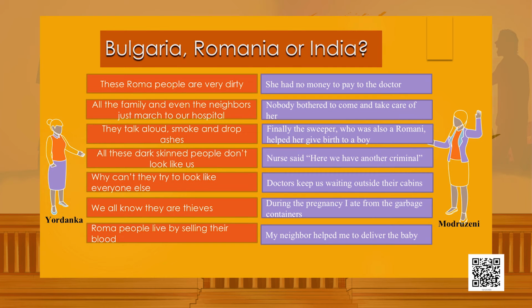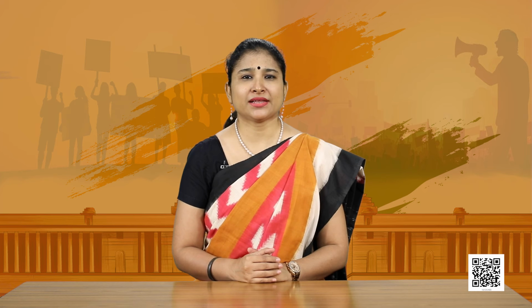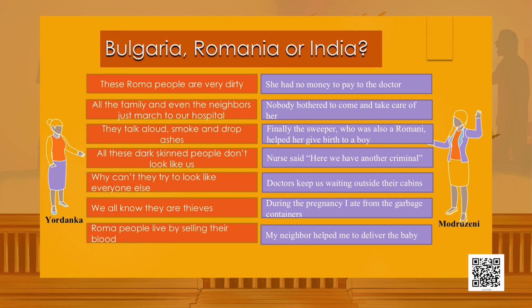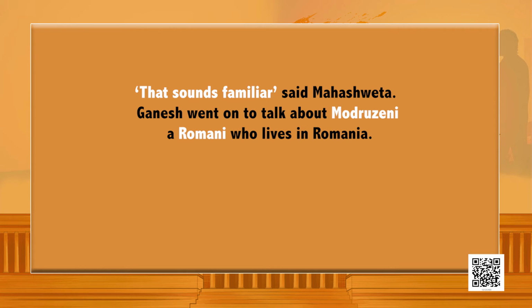After all, these dark-skinned people don't look like us. They have a strange sense of color. Look at their dress. Why can't they try to look like everyone else in the country? And we all know they are thieves. I have heard many people say that these Roma people live by selling their blood. None of them can afford the hospital fees. But when they are ill, they just rush to the hospital at the cost of good Bulgarians who pay their taxes. "That sounds familiar," says Mahashweta.